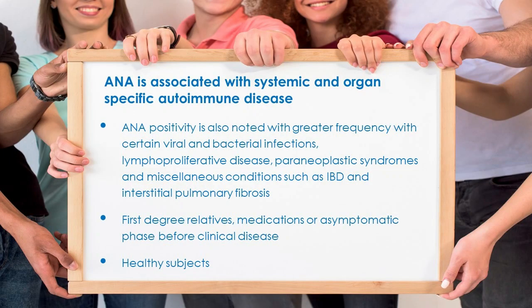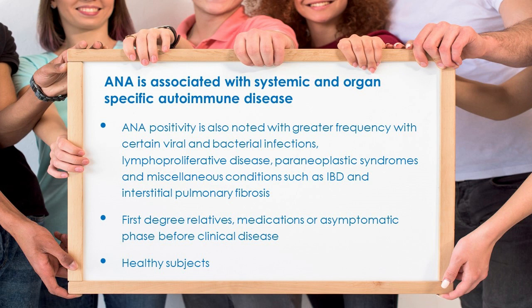In general, a positive ANA test is associated with systemic autoimmune disease and organ-specific autoimmune disease. ANA positivity is also noted with greater frequency with certain viral infections such as EBV, HIV, hepatitis C, parvovirus B19, and bacterial infections such as subacute bacterial endocarditis and syphilis, in lymphoproliferative disease, paraneoplastic syndromes, and miscellaneous conditions such as inflammatory bowel disease and interstitial pulmonary fibrosis. It is therefore prudent to consider these causes of a positive ANA test.